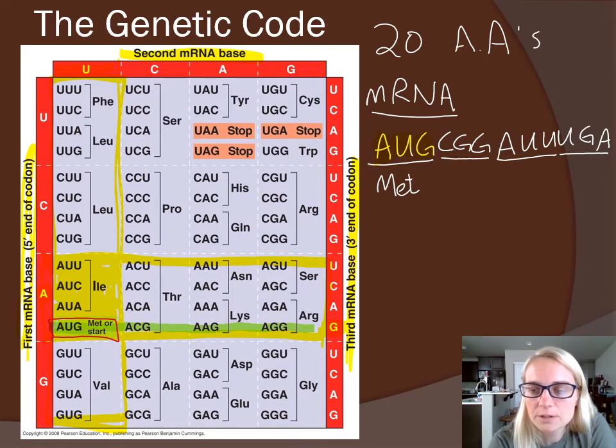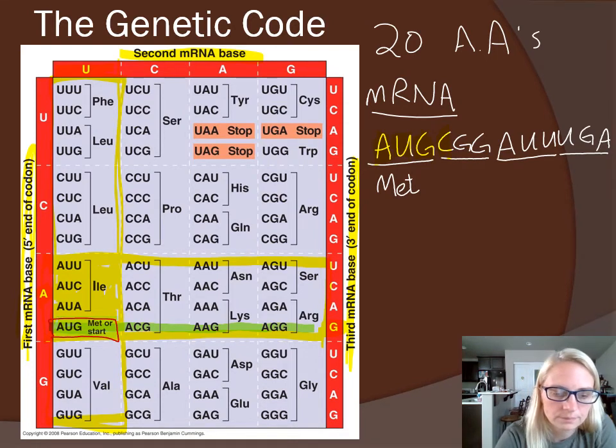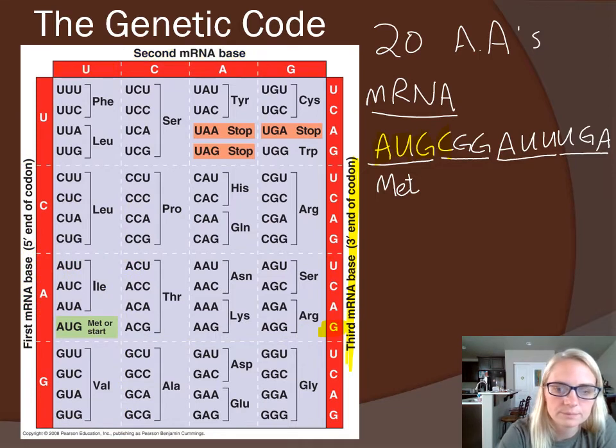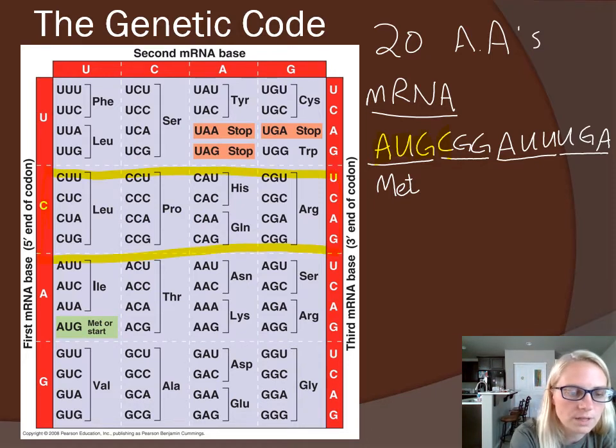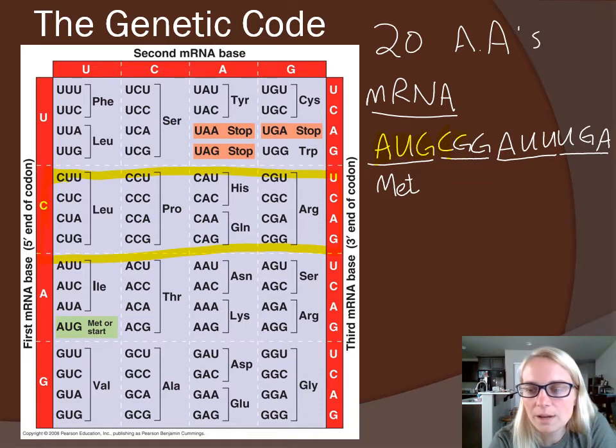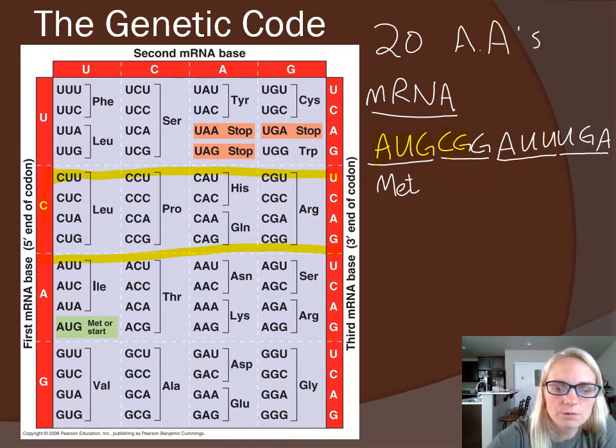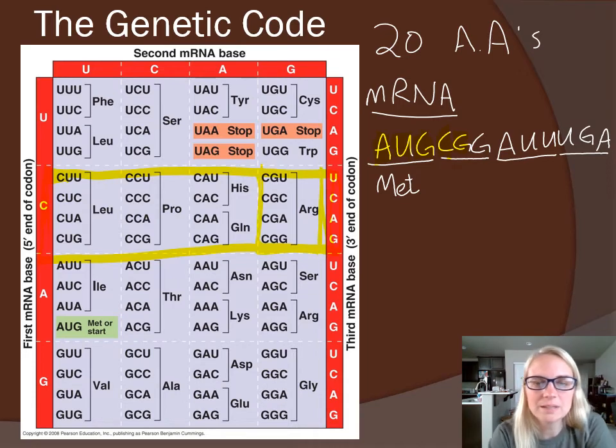Okay, first letter is C. Let me erase all this stuff. There we go. So if we take a look, our first letter is C, right? So now we're going to be looking in this box here because the first letter is C. Then we have G, so now we're going to be looking over here. I'm just going to circle that one box because that's all we need, C, G, G. So then our third codon, C, G, G, is going to code for arginine.